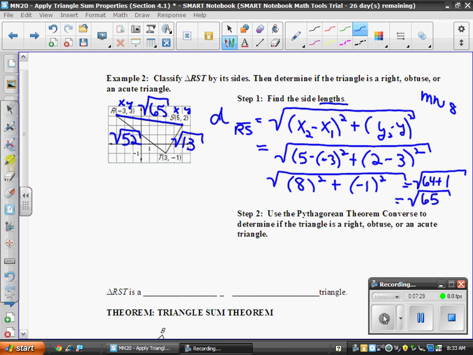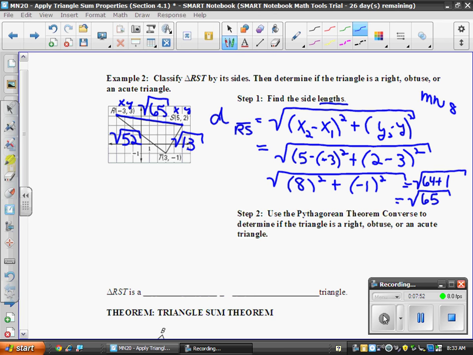Welcome back. I did forget to mention that we are leaving these lengths in square root form for a very, very specific reason. It actually makes things a lot easier when we go on to step number 2. But looking at these two lengths that you found on your own, you should have found, for RT, the length of square root of 52. For TS, you should have found the length of square root of 13.